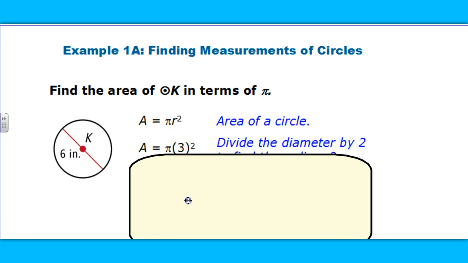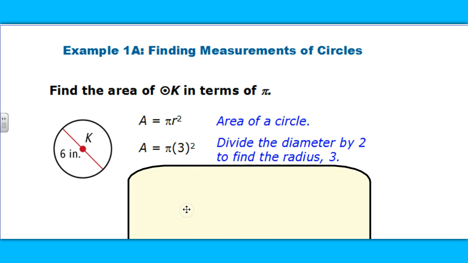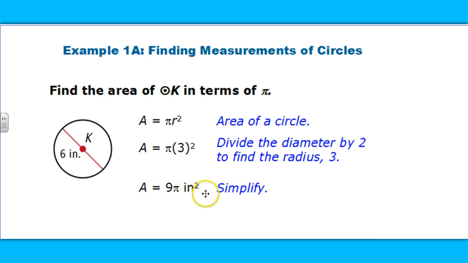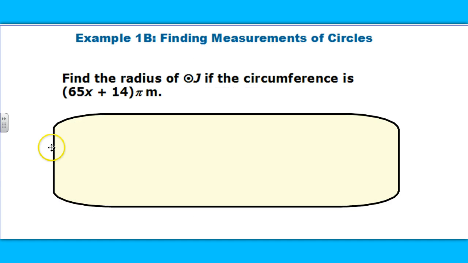If the diameter is 6 inches, the radius will be 3. Good. And so we substitute 3. And now we simply square 3 and leave the pi as it is. So area equals 9 pi inches squared. Our units are inches. Remember, they will be squared. Good. Go ahead and try it again with this interesting circle.